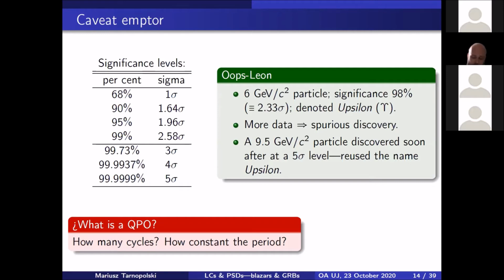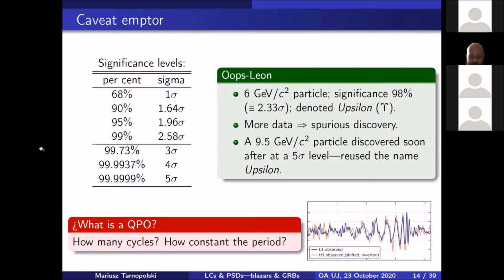On the other hand, also, how constant do we require the cycle to be? Let's take, for example, the gravitational waves from a merger. This is an oscillation with a decreasing period, and then it abruptly ends at the merger. It's usually called a chirp or a chirping signal.